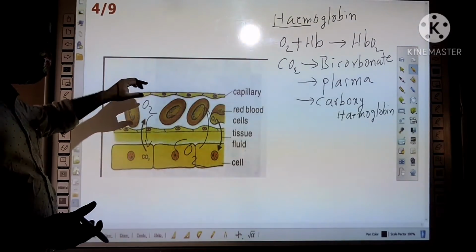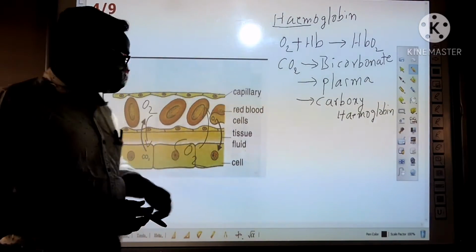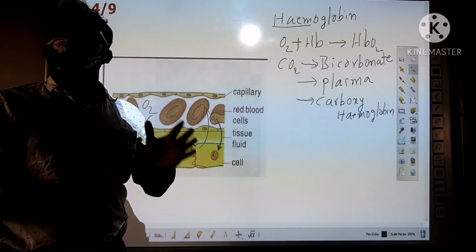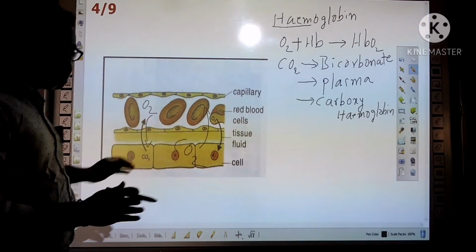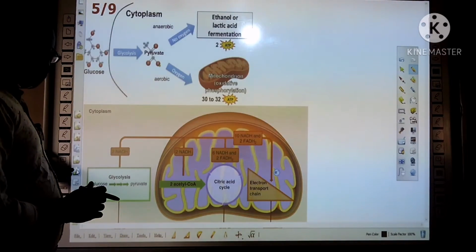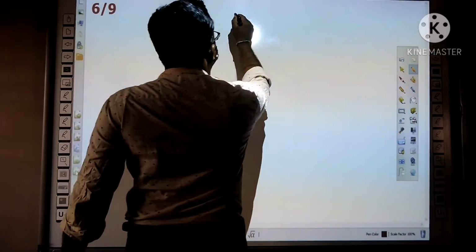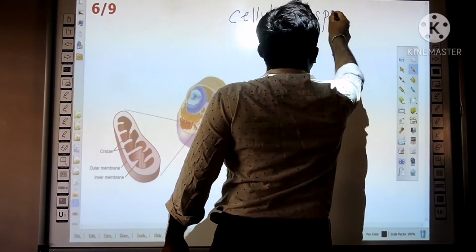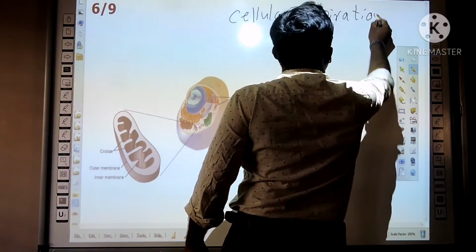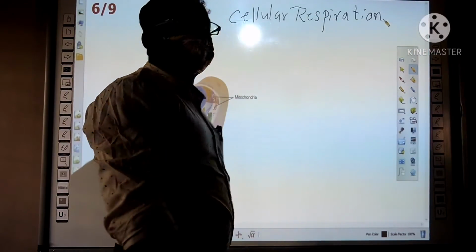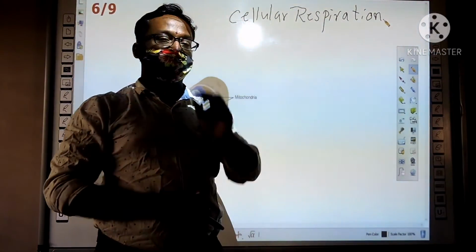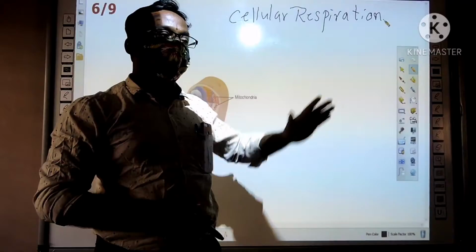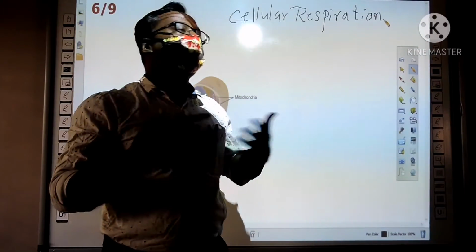Okay, now let us see the last step in the respiration process. When the oxygen enters the cells, the final step takes place in respiration. That is cellular respiration. So in the cellular respiration process, the energy stored in the glucose is broken down and energy is released. For this, oxygen is required, but sometimes oxygen is not required.